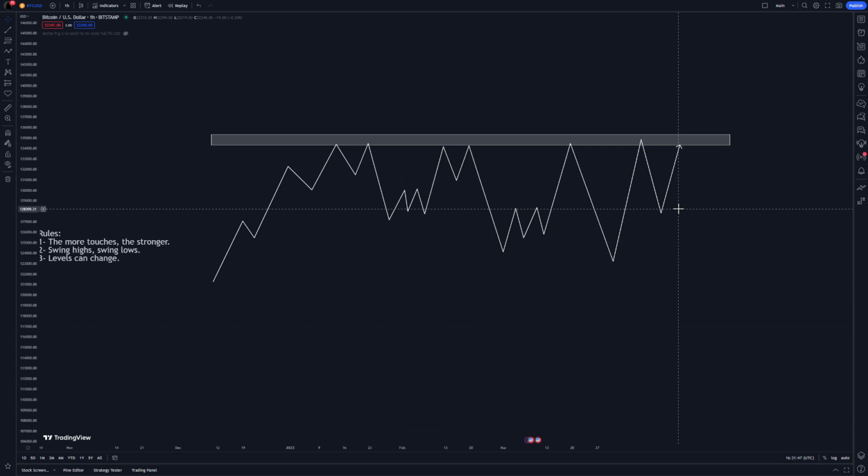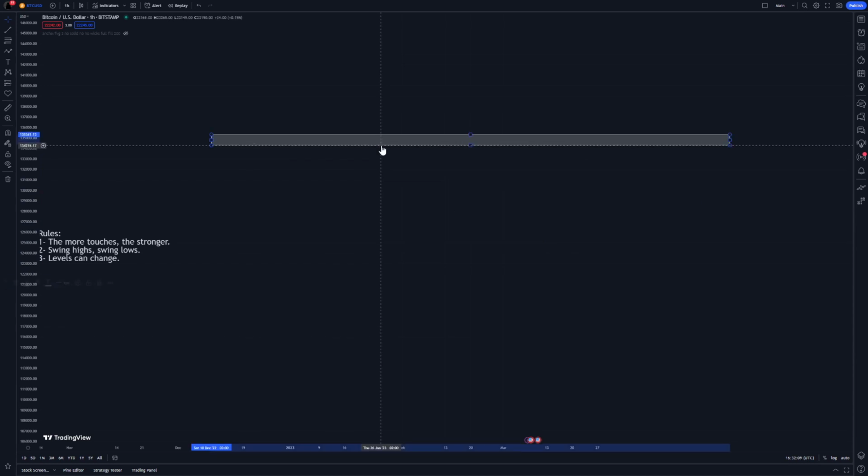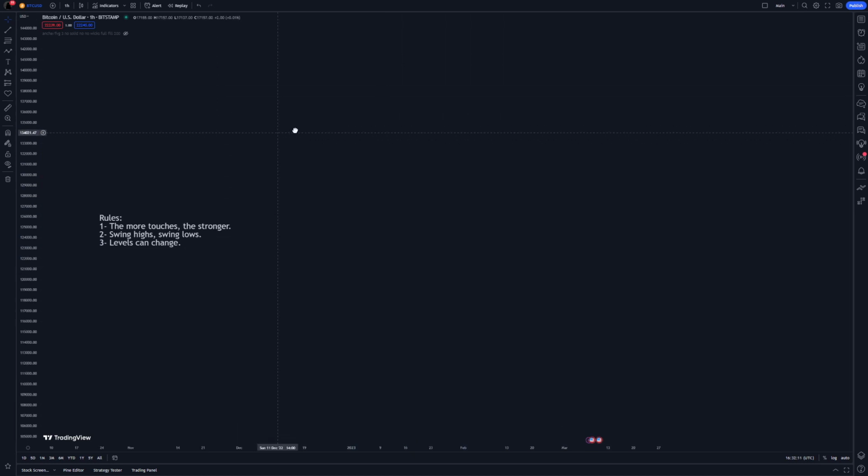If you see a resistance level and it's got like 3 touches, sure, that's likely to play out. 3 touches is actually decent. You're not really going to see resistance levels with more than 5 touches, but again, the more the better. I personally look for more than 3 touches. Now the exact same thing applies for support.